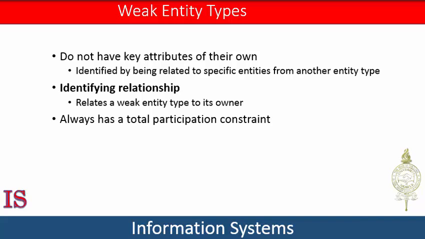In the worst case, a composite attribute of all of the weak entity's attributes will be the partial key. In ER diagrams, both the weak entity type and its identifying relationships are distinguished by surrounding their boxes and diamonds with double lines. The partial key is underlined with a dash or a dotted line.